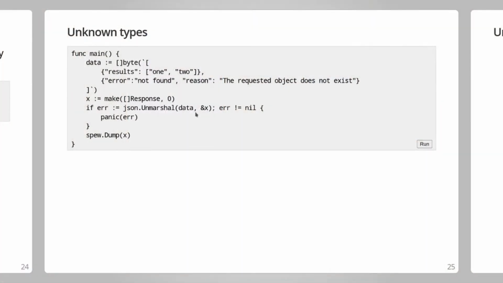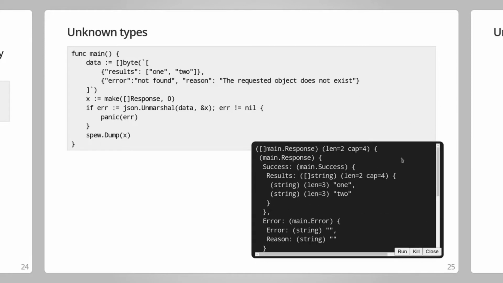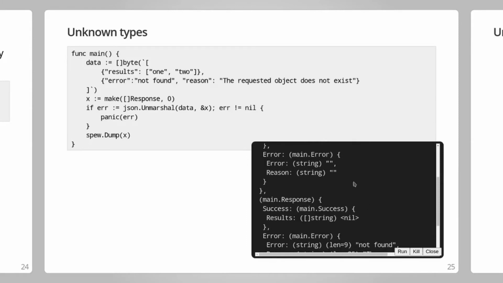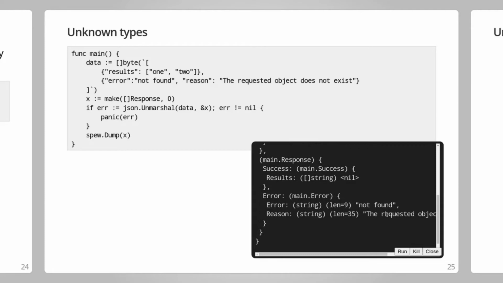So let's look at an example. Here our input is an array of 2 values. The first is a success object. The second is a failure object. So we can see here that our result for the success case contains a success object with populated values, and then an empty error object. You can see both error and reason are empty strings. And then for the error case, we have an empty response, and the error is populated.